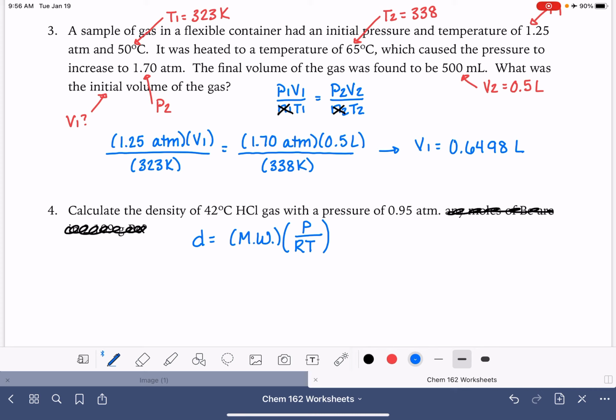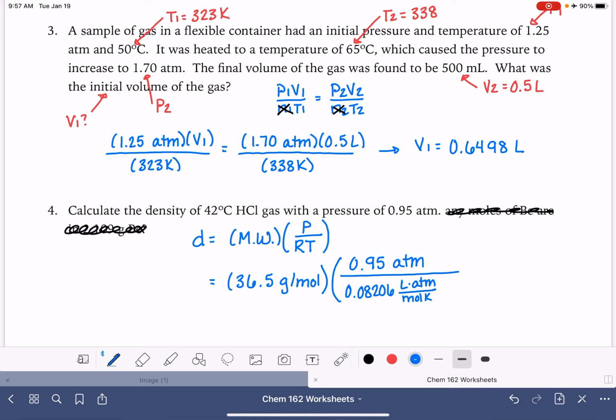So we need to know the density of the hydrochloric acid HCl gas. We can get that just by adding up the molecular weight, the atomic weight of hydrogen plus the atomic weight of chlorine, which is about 36 grams per mole. We'll say 36.5 grams per mole. I'm going to multiply all of that by the pressure in units of atmospheres, 0.95 atm. The ideal gas constant, 0.08206 liters atmospheres over moles Kelvin, times the temperature in Kelvin. 42 plus 273 is 315.